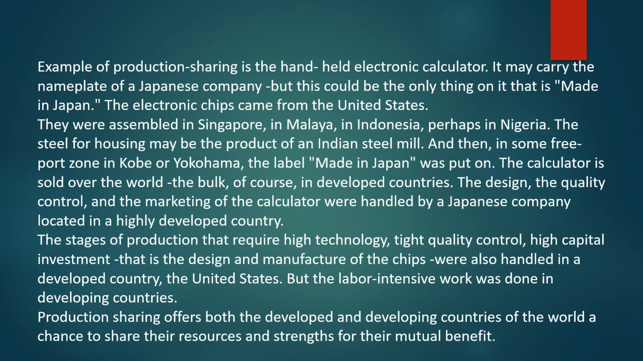Let us understand this with the help of an example. For example, take a handheld electronic calculator. It may carry the nameplate of a Japanese company, but that could be the only thing which is made in Japan, because electronic chip came from USA, steel and casing came from India, assembling was done in Malaysia, designing and quality control is done by the Japanese company. So from this example we can understand that the labor intensive jobs were done in developing countries, whereas the designing and quality control activities were carried out by developed countries.